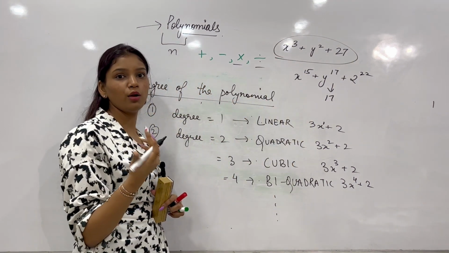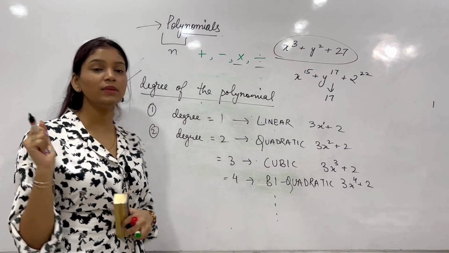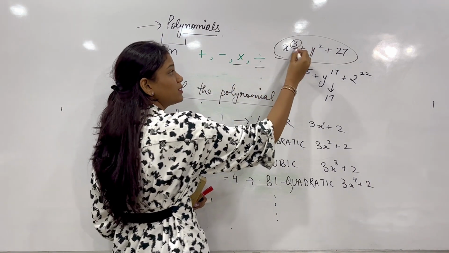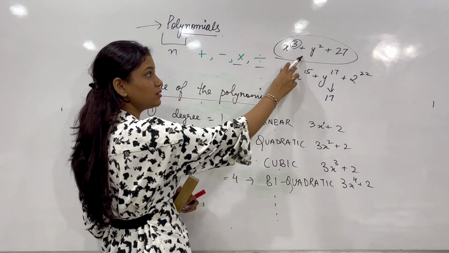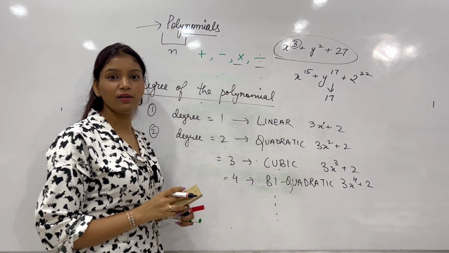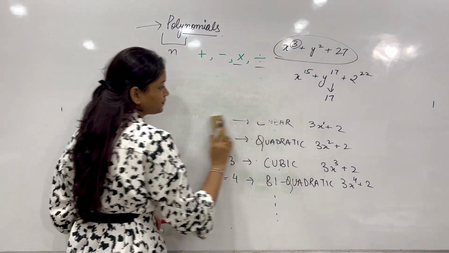Which type of polynomial is this out of linear, quadratic, cubic, and biquadratic? You see the degree? Degree is 3. And a 3 degree polynomial is called cubic. So this is a cubic polynomial. Got it? Okay. One more thing.